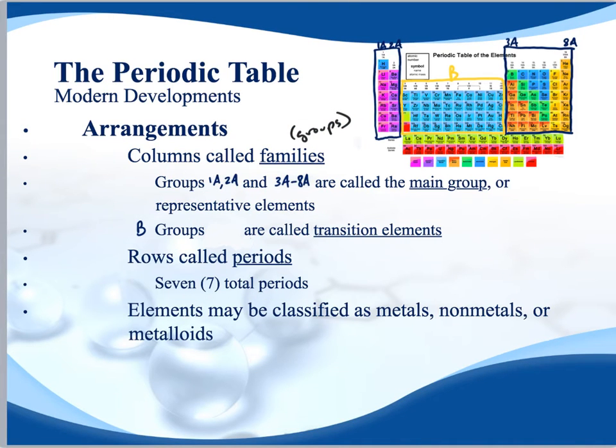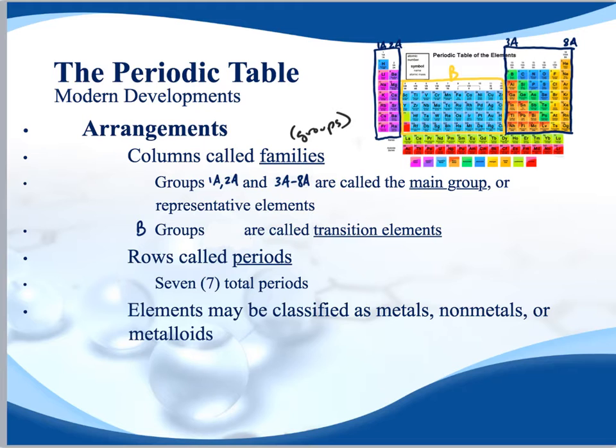Okay, so talking about the arrangement of this thing, I've got pictures of this all over the place for the next few slides. So if you've got yours, you can try to follow along and see exactly where we're looking. The arrangement, so the columns up and down, those are called families. Sometimes they're called groups. Groups or families, you'll hear me say either one. You've got your groups 1A and 2A here, and then 3A through 8A over here. 1A is the first column, 2A is the second column, 3A is the first column here, 4A is the second column, and 8A is the one all the way out over here. You guys can figure that out.